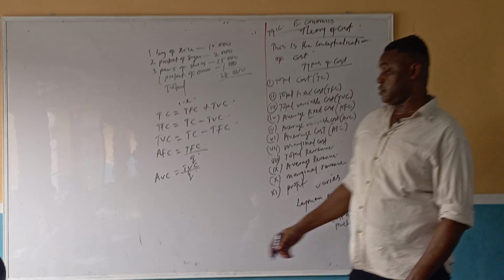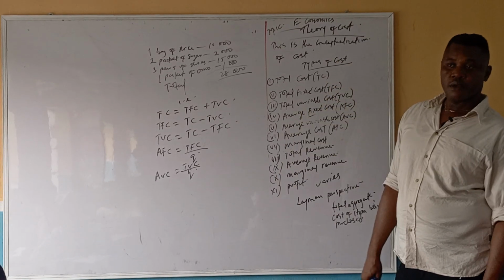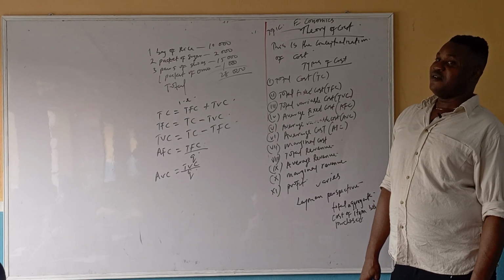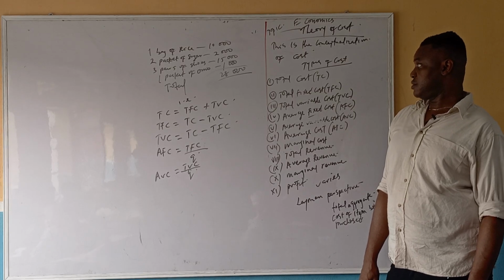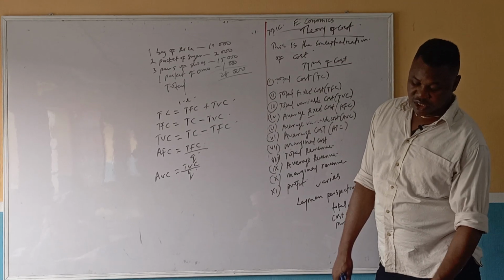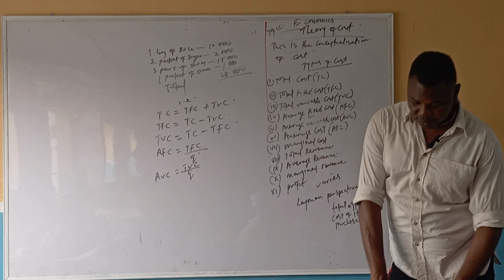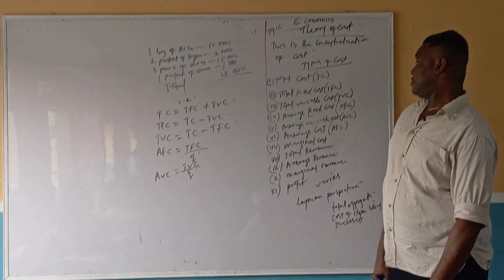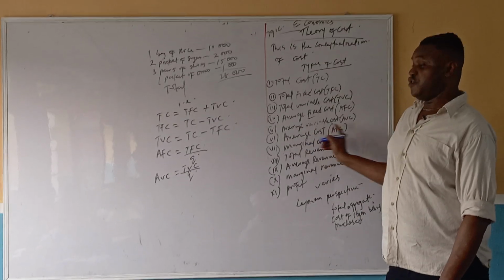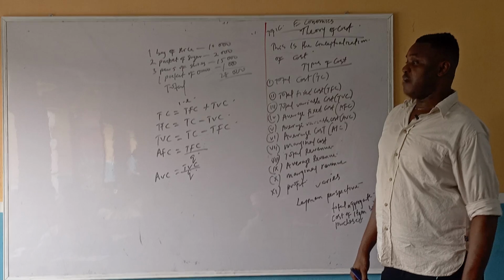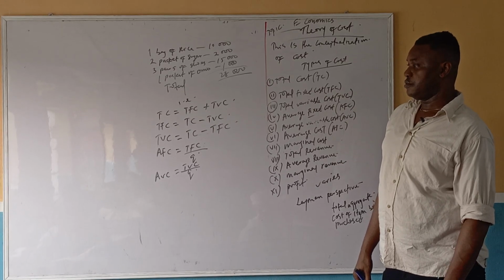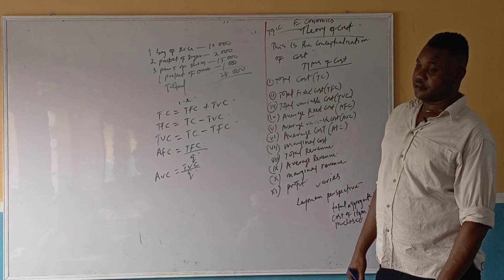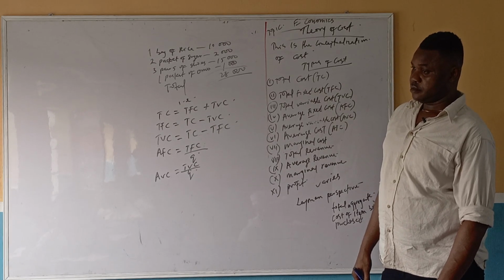Next, average cost. Average cost is also known as average total cost. Average cost is also known as what? Average total cost.